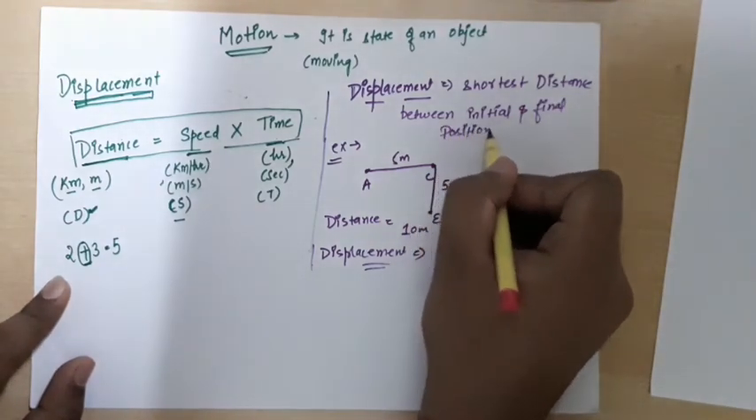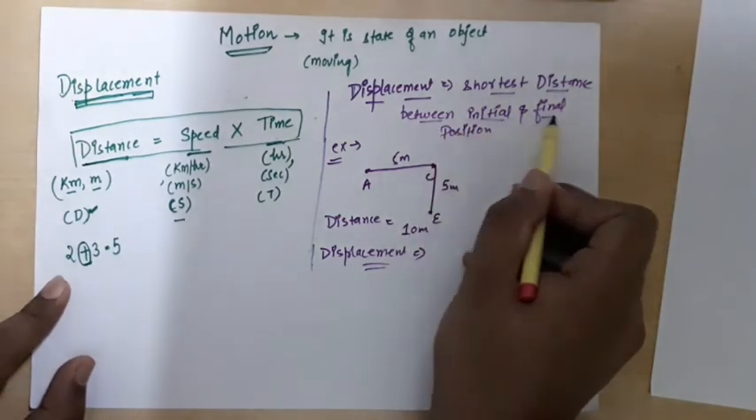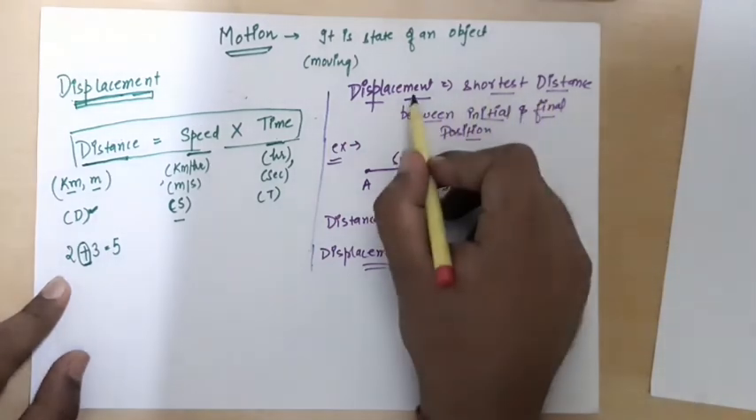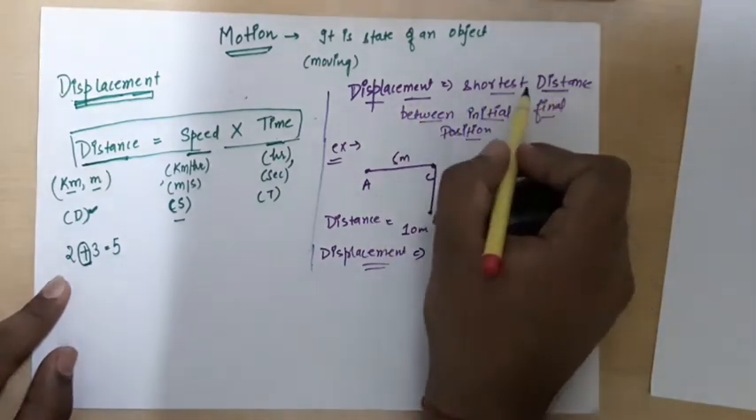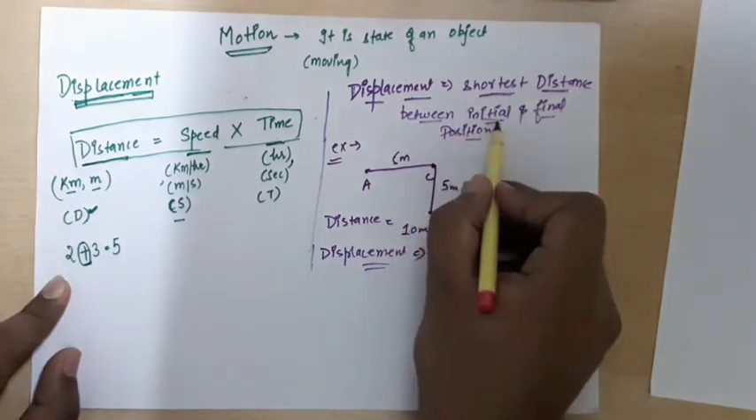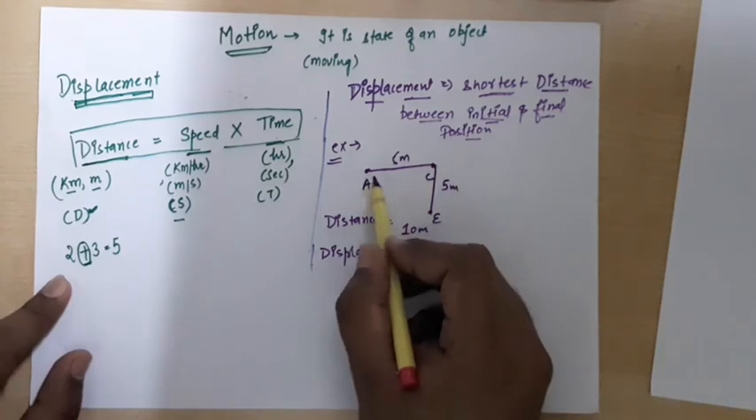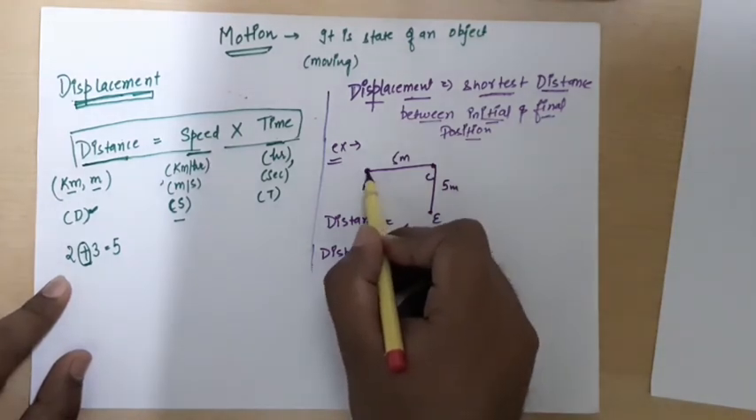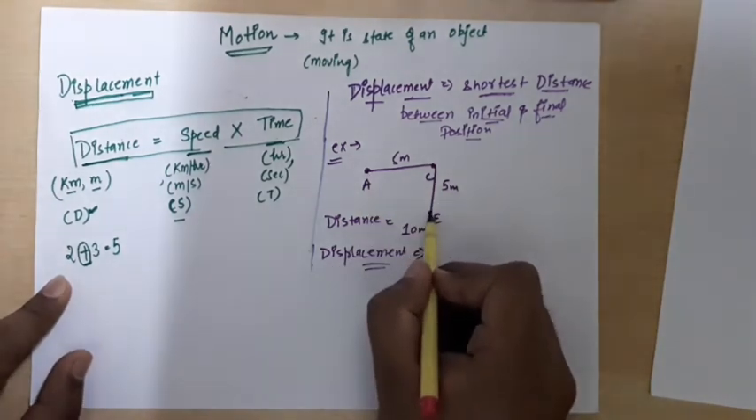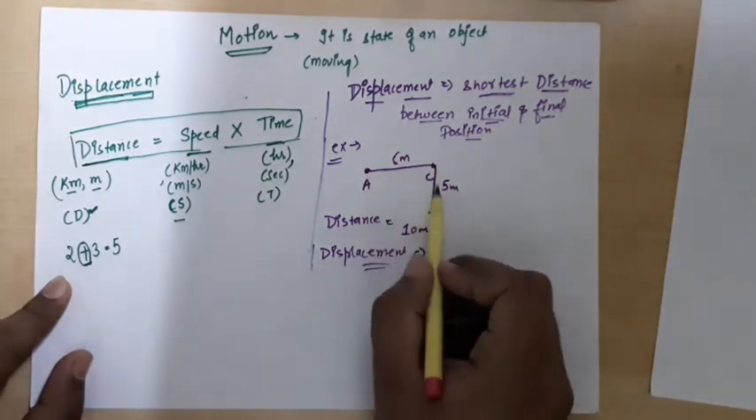What is it? It is the shortest distance between initial and final position. Displacement is actually distance only, but which distance? Shortest distance between what? Initial and final position. So if we have to calculate displacement over here, the girl's initial point was A and the girl's final point is E, right? So the distance between them is 10 meters, right?